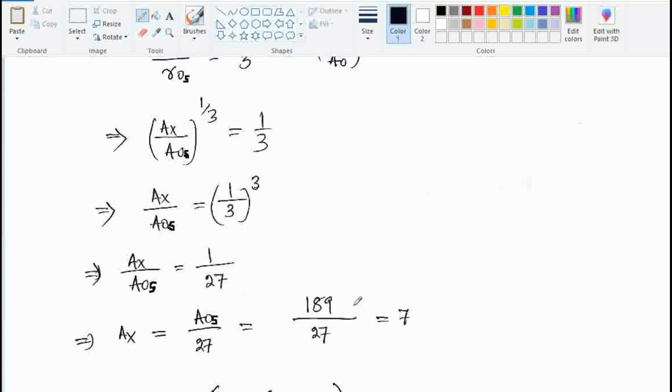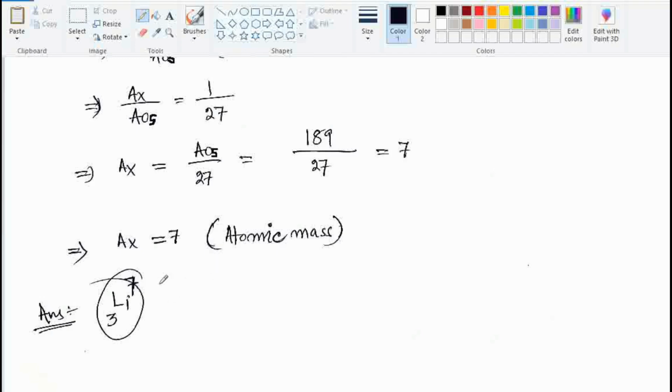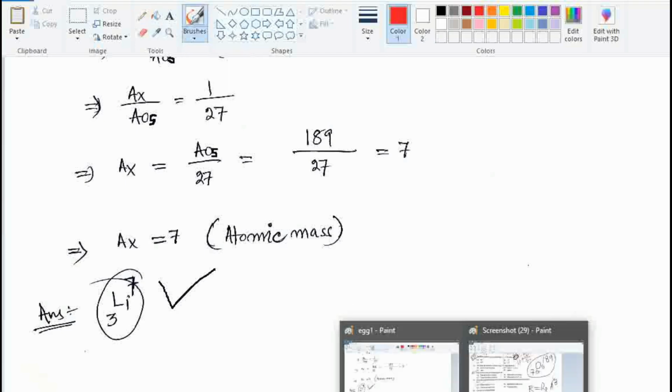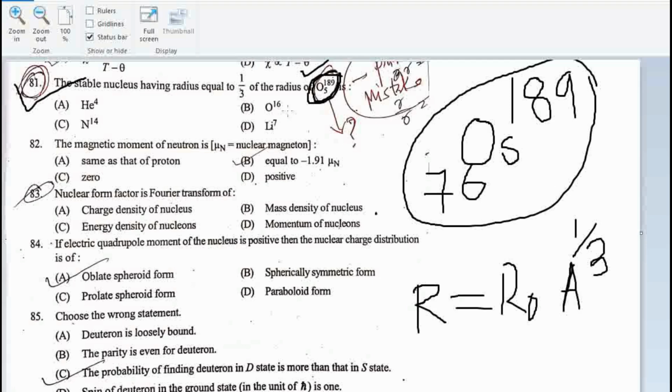So you will get Ax equal to 7. That means the element whose mass number is 7. Which element has mass number 7? This exists only for lithium. This is for lithium, it is mentioned here, Li7.